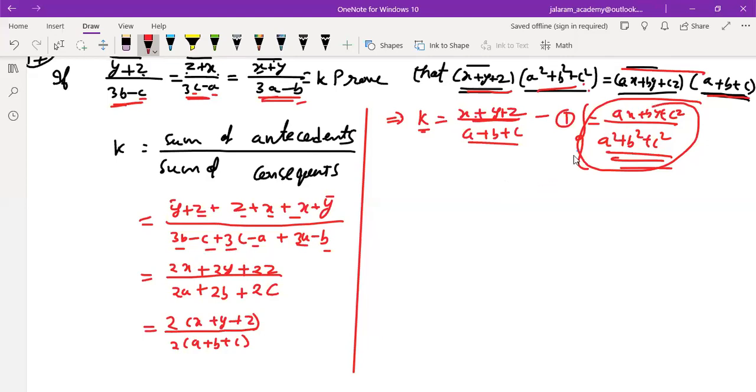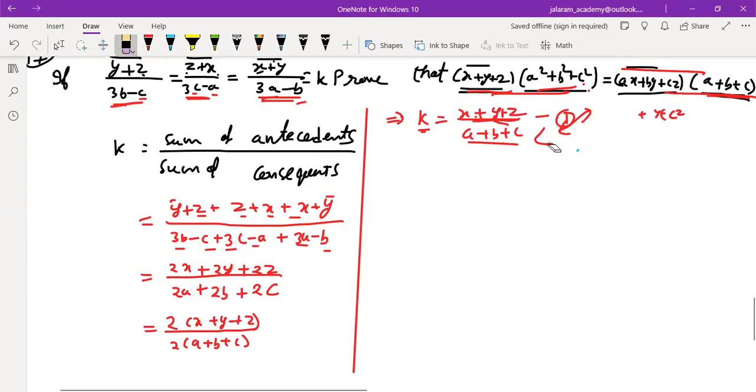Those who are cheating, for them, I am telling you, you have not to cheat this. And then if we cross multiply, x plus y plus z into a square plus b square plus c square equals ax plus by plus cz into a plus b plus c, which is right hand side. So it is very clear that what we have to bring is k equals ax plus by plus cz over a square plus b square plus c square.